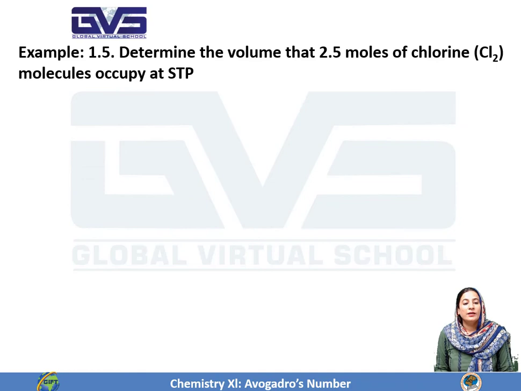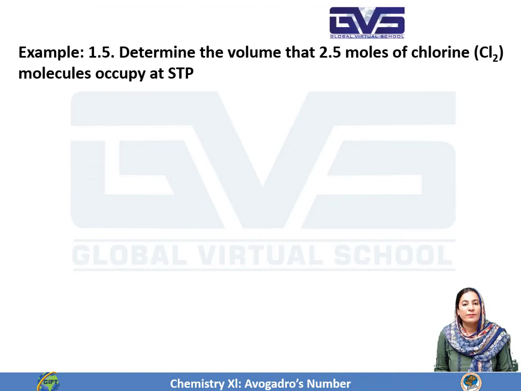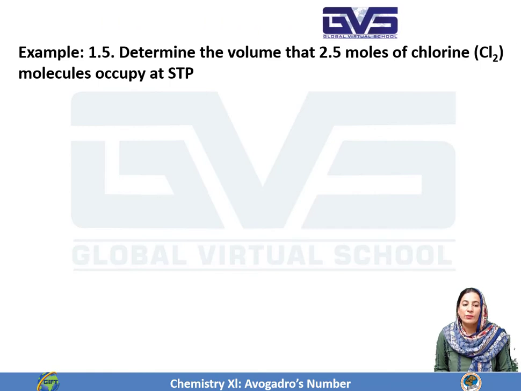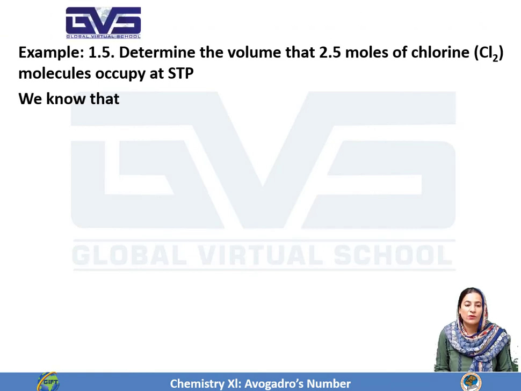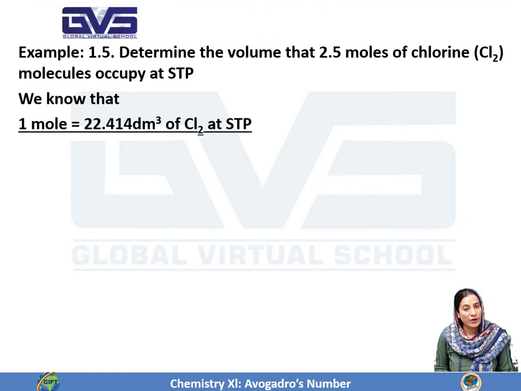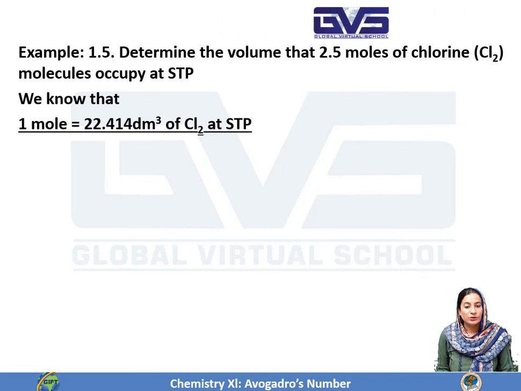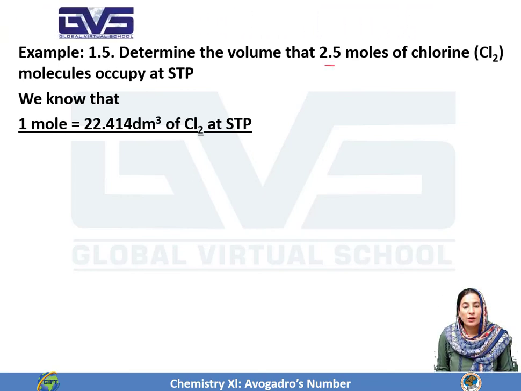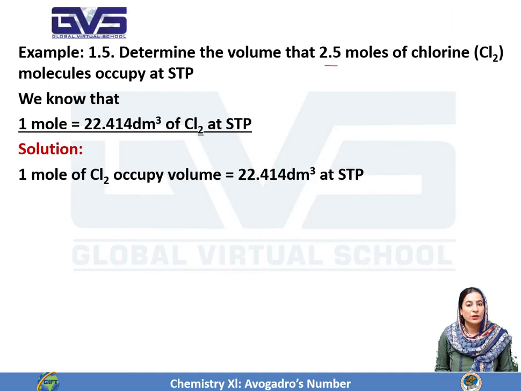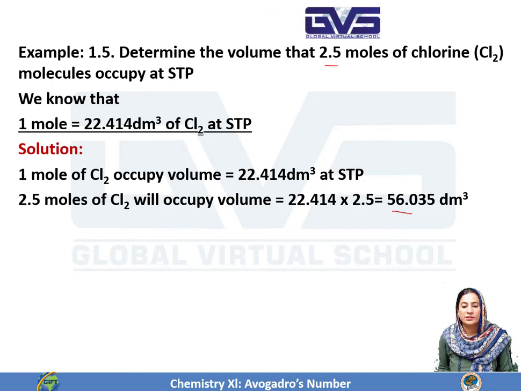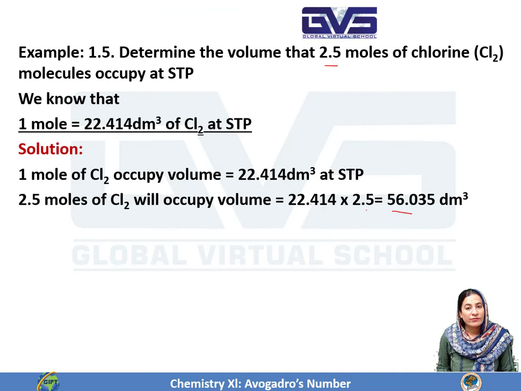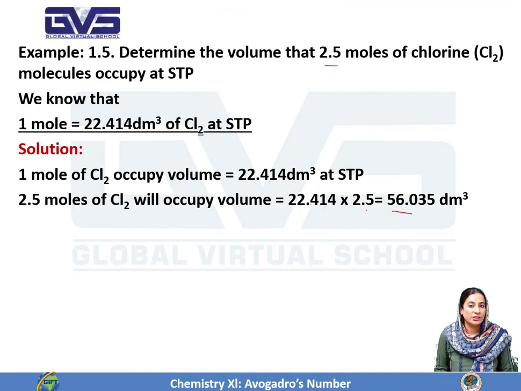So an example is: determine the volume that 2.5 moles of chlorine molecules occupy at standard temperature and pressure. This relation you already know. 1 mole occupies 22.414 decimeter cube. So how much will this many moles occupy? Of course, you simply multiply the molar volume with 2.5. So the answer will be 56. If this is 4, then the molar volume will be multiplied with 4. So you can find it very easily with the help of this relation.